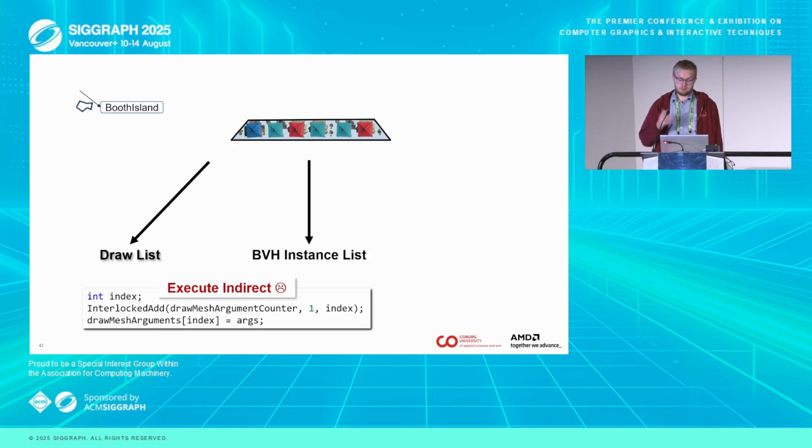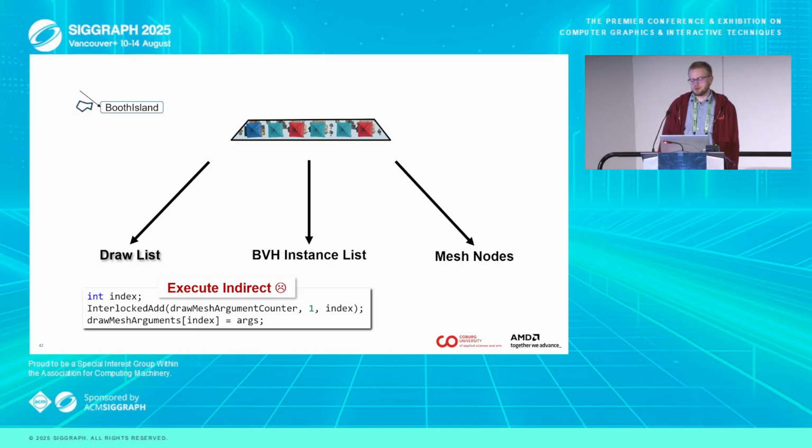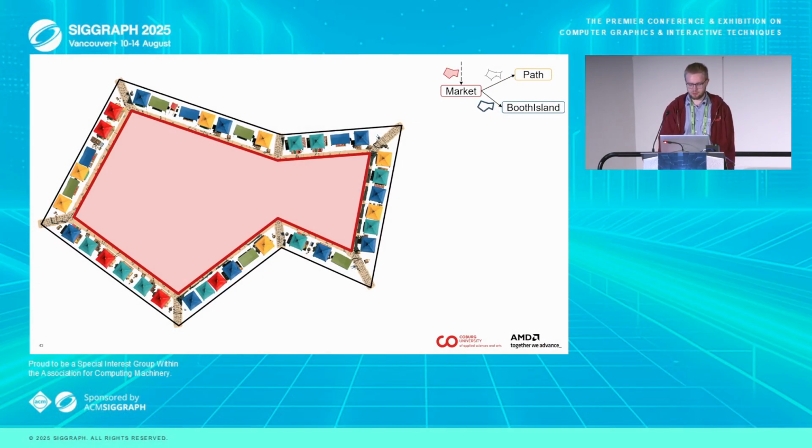And well, these two you could do, but they are using execute indirect basically, and that's very sad because we now have work graphs. So you could obviously also just directly draw the geometry using mesh nodes. All right, so back to our market. We have now established how we output geometry from our work graph.